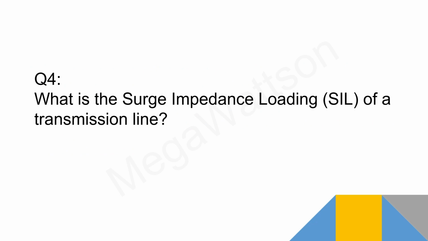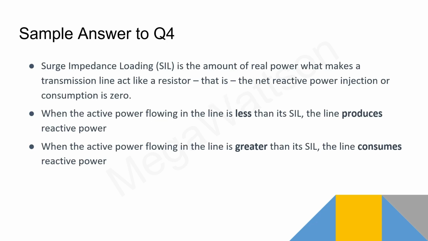Question number 4. What is the surge impedance loading of a transmission line? Surge impedance loading, or SIL, is the amount of real power that makes a transmission line act like a resistor. That is, the net reactive power injection or consumption of that transmission line is 0. When the active power flowing in the line is less than its SIL, the line produces reactive power. When the active power flowing in the line is greater than its SIL, the line consumes reactive power.